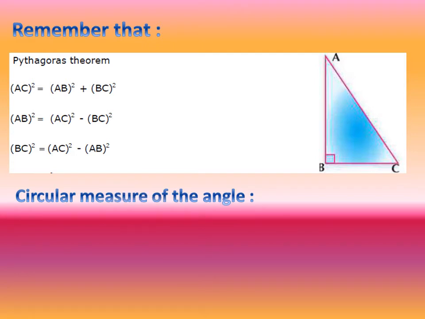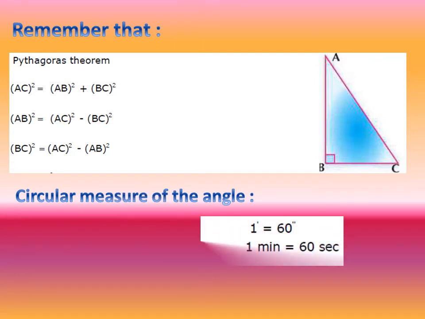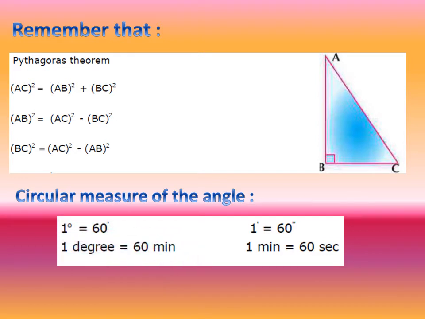Circular measure of the angle. The unit of measuring angle is called degree. 1 degree equals 60 minutes, and 1 minute equals 60 seconds.